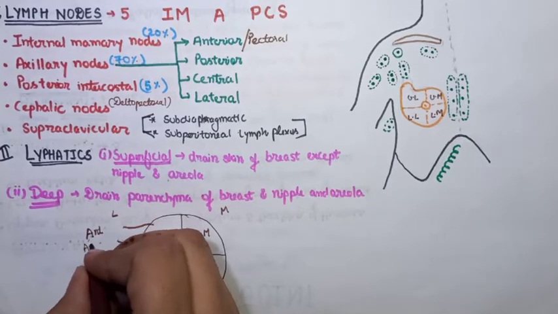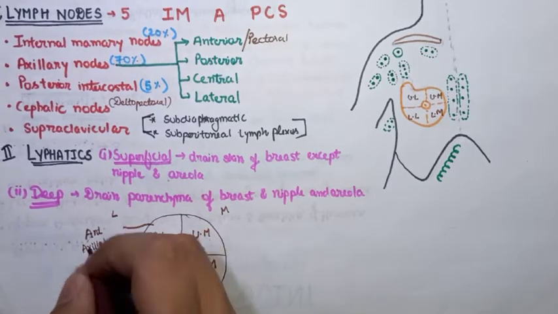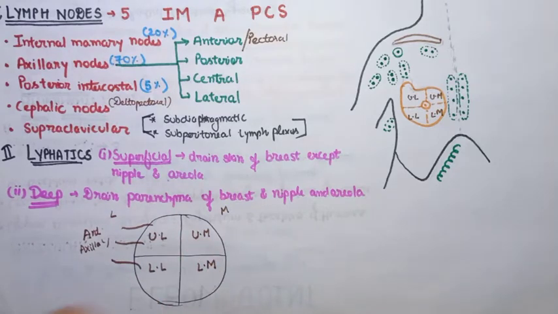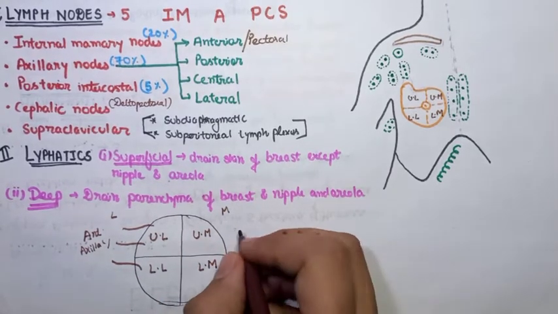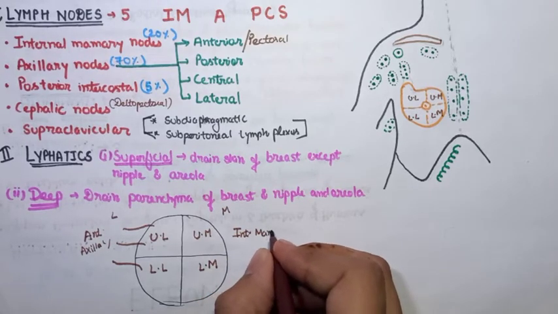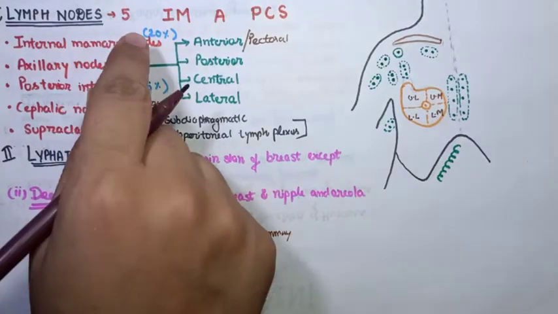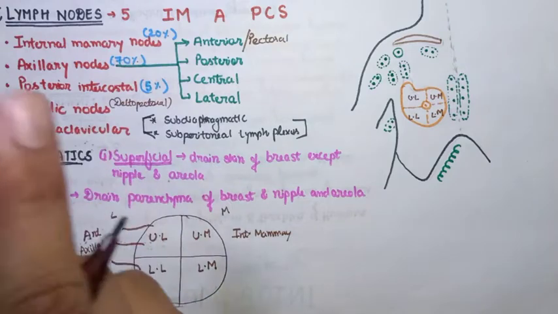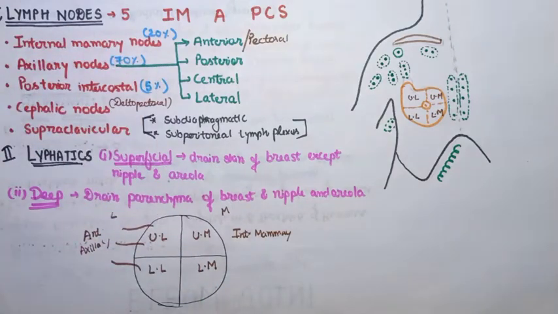Anterior axillary. On the medial side, they mostly drain into the internal mammary. Internal mammary accounts for this 20%, and the anterior axillary accounts for the 70% of the lymphatic drainage.